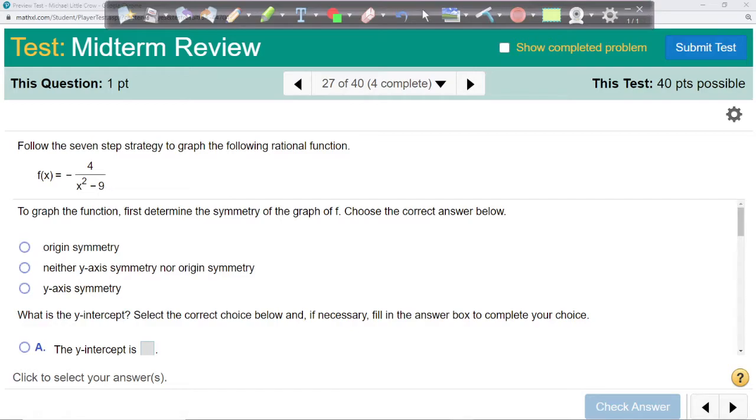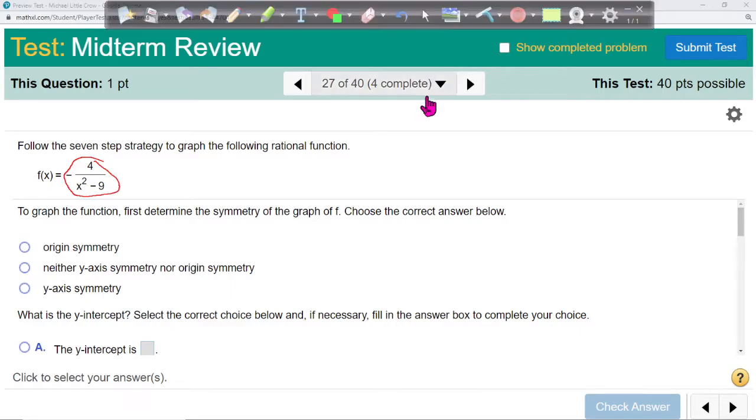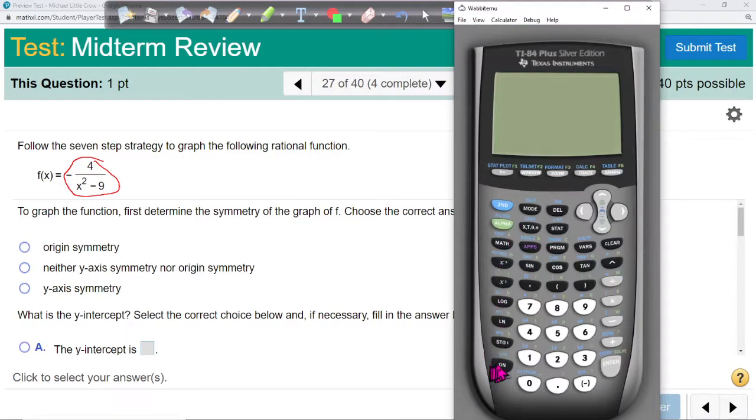Okay, let's take a look at 27 here. I'll follow the 7-step strategy to graph this. Let's plug this in the graphing calculator. But this time, don't forget the negative. I went through this, I did a great job, but I forgot the negative, so all my answers were wrong. Let's walk through it together. I deleted that part. I didn't want you to have to go through all that. But what we do, come to y equals, yeah, see, I forgot my negative.